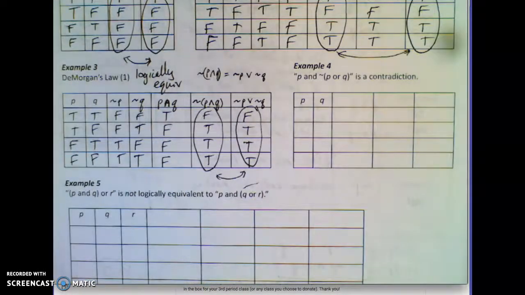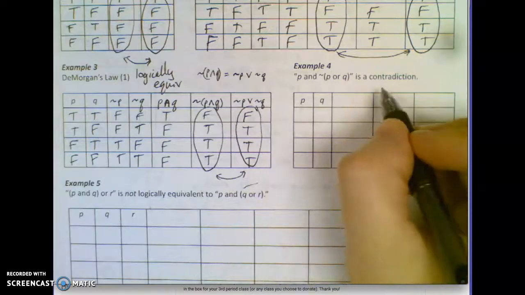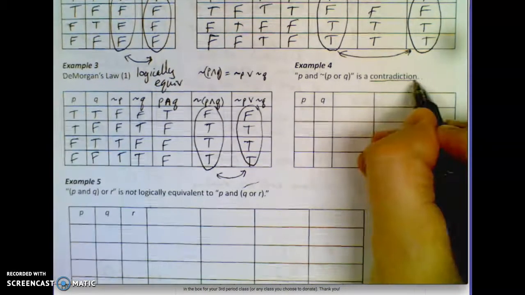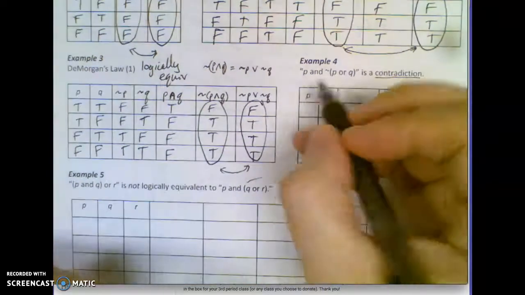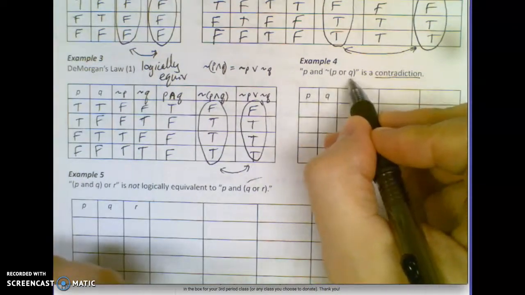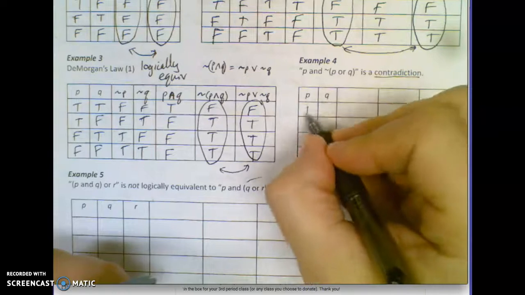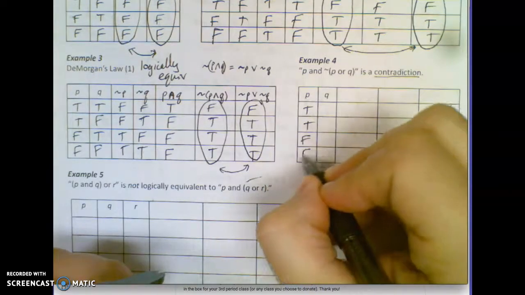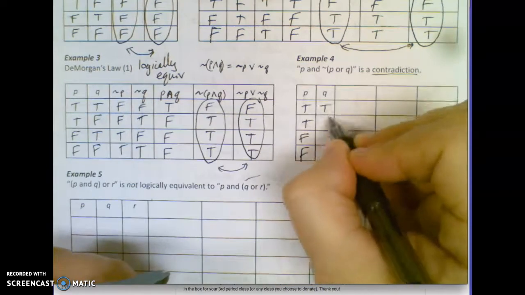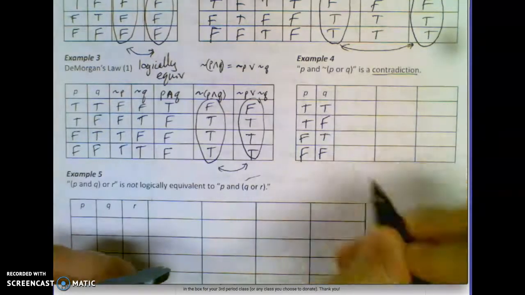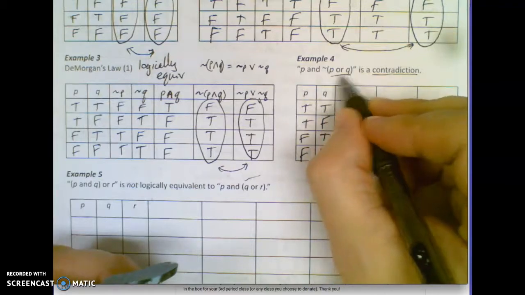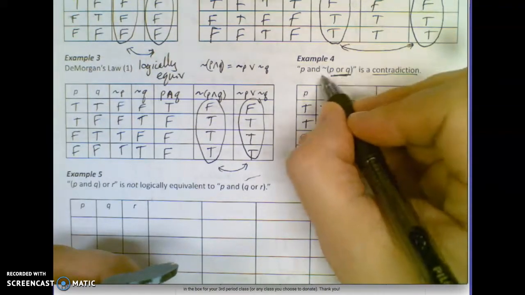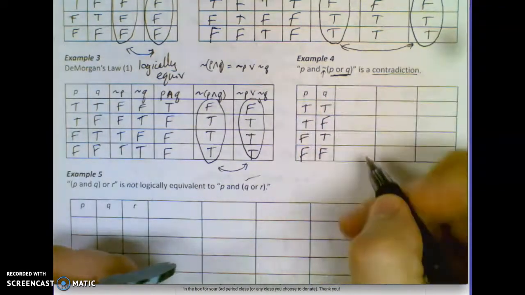All right, so I want to show that this is a contradiction. Remember, contradiction should be something that's always false. So if you say P and not P or Q, you just build it, right? True, true, false, false. True, false, true, false. And then I'm going to try to build this. So how about I build a regular P or Q first? Always start inside out. And then at the end, I'm going to add that not to it.